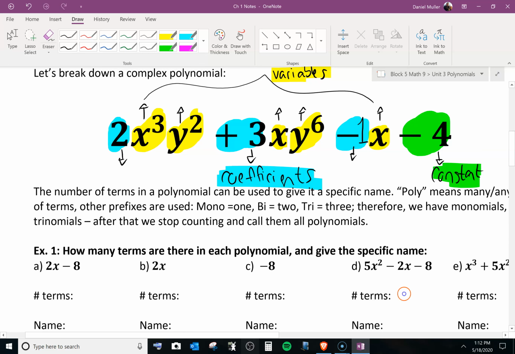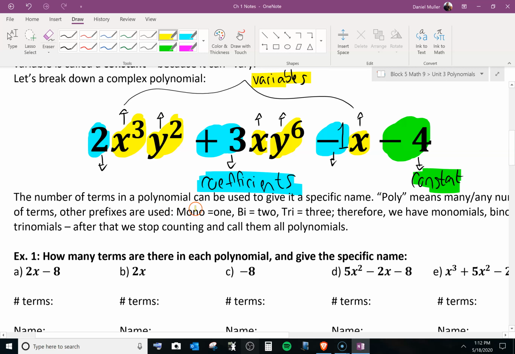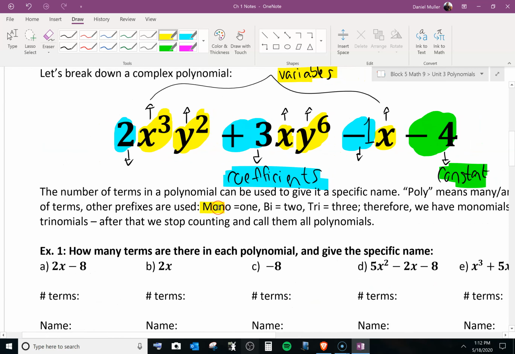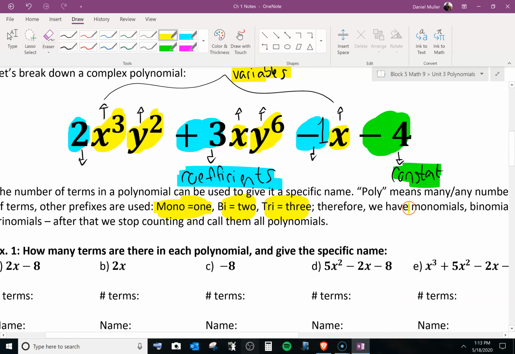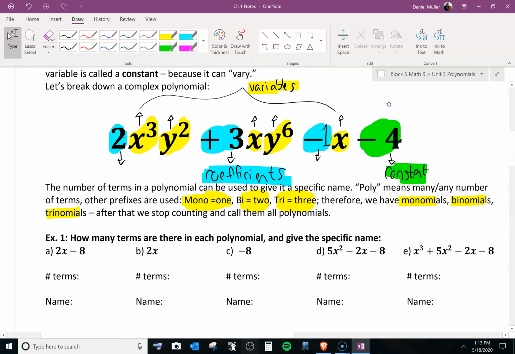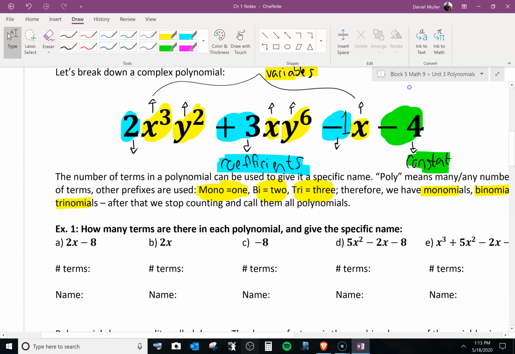But what we do want to know is the number of terms in a polynomial can be used to give it a specific name. Poly means many, any number of terms. But there are some other ones. Mono would just be 1, bi would be 2, tri would be 3. So therefore we have monomials, binomials, and trinomials, something with 1 term, 2 terms, or 3 terms. After that, we stop counting and we just call them polynomials. So, how many terms are in each?